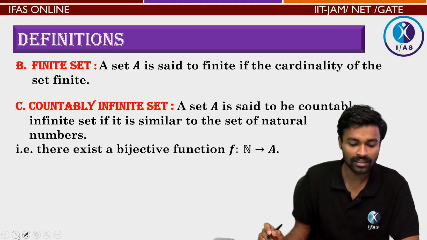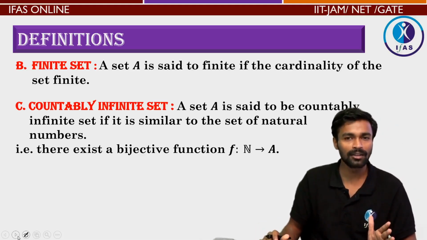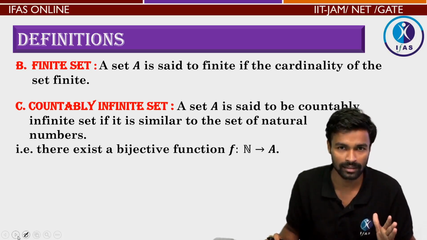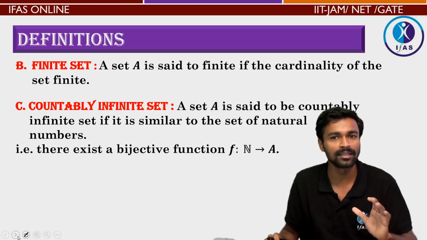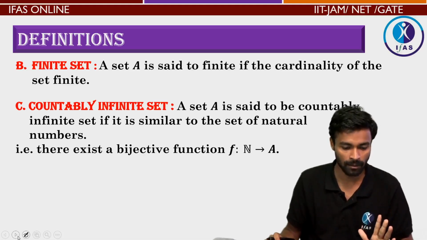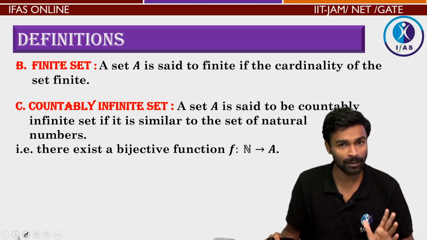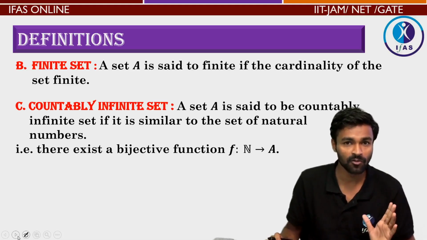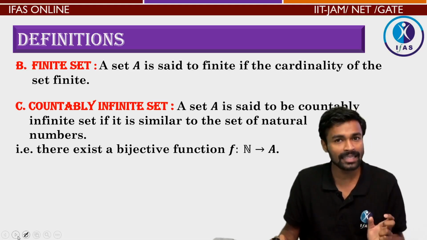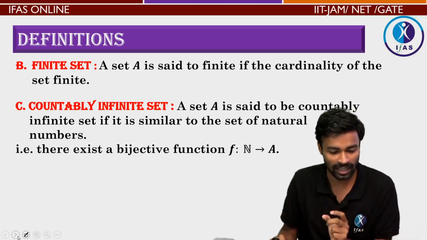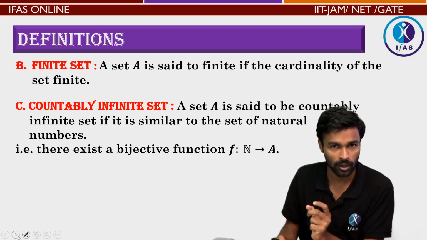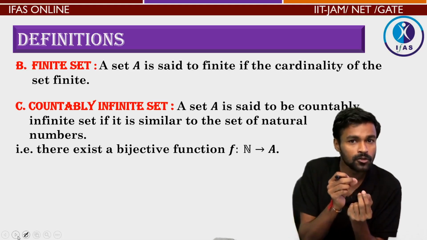The next definition is finite set. This is a simple definition: if the cardinality of the set is finite, that means the number of elements in the given set is finite, then our set will be a finite set. Now the next one is countably infinite set. This is actually an important definition. What is a countably infinite set? The definition: a set A is said to be countably infinite if it is similar to the set of natural numbers.